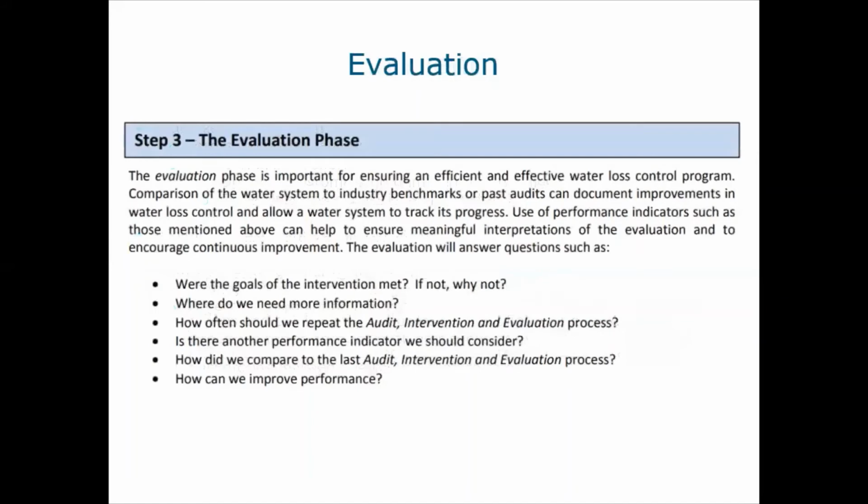And again, the evaluation phase: were the goals of the intervention met? If not, why not? Where do we need more information? How often should we repeat the audit? Are there other performance indicators we should consider? How do we compare to the last audit? And how can we improve our performance?